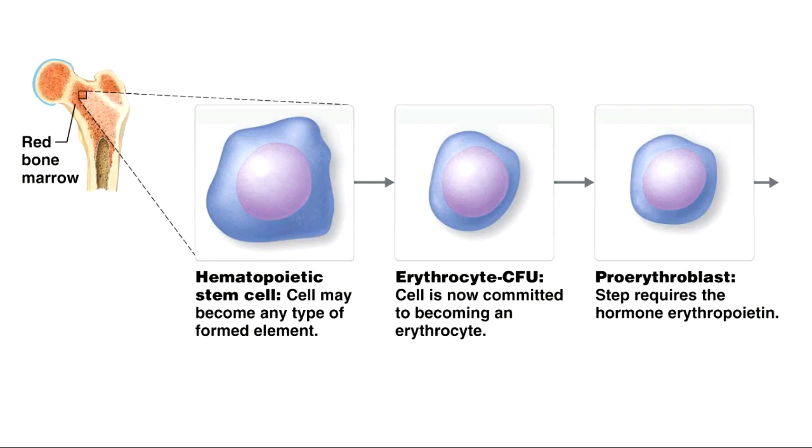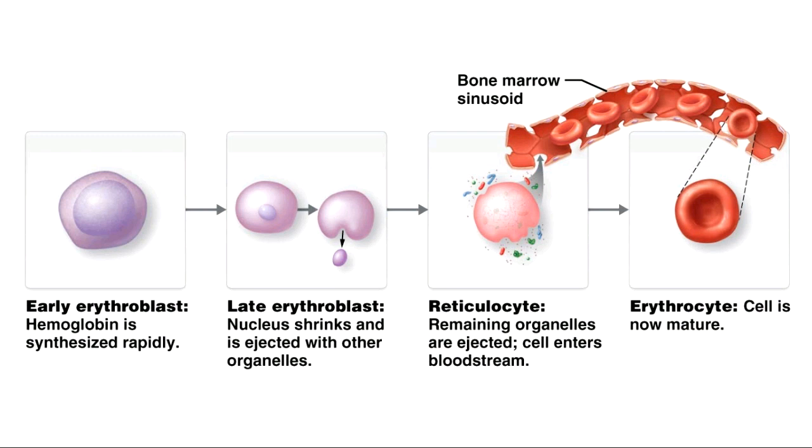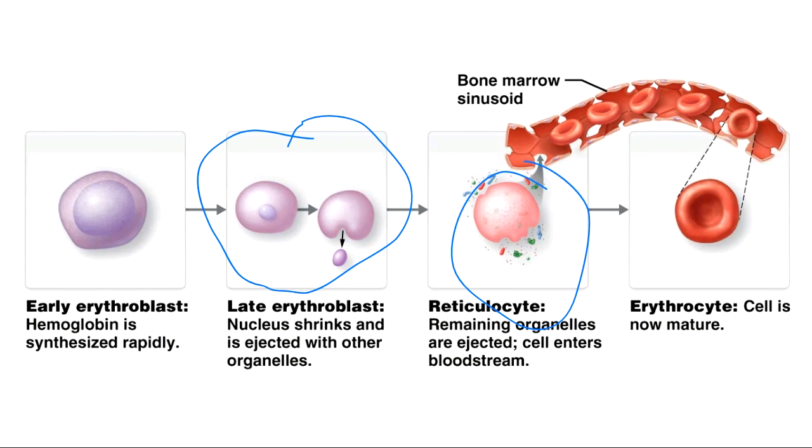So what does that look like in the red bone marrow? Again, it all starts with the stem cell, and stem cells will become an erythrocyte CFU. That means they're committed now to becoming a red blood cell. Then they will become a proerythroblast, which will then become an erythroblast. As that red blood cell is working its way toward maturity, it is going to release its nucleus and organelles, and then it becomes a reticulocyte. Reticulocytes are going to join into the bloodstream, and finally they become a mature erythrocyte.